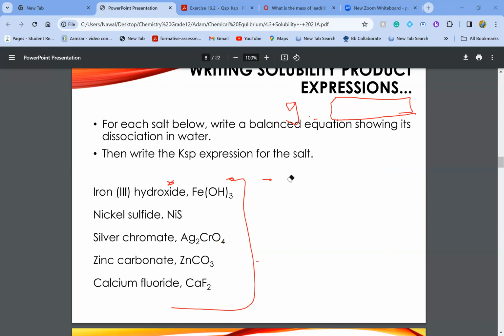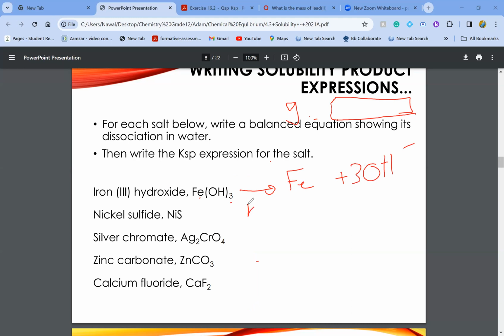Iron. Let's do it together. It will give me iron plus OH minus. Okay, let me balance: iron 1, OH 3, so it's 3.